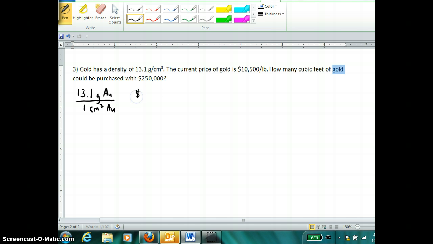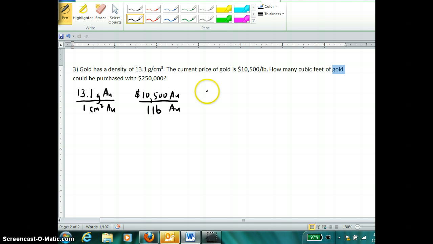The second piece of data we're given is a numerical price, a value of $10,500, and dollars are the units there, per 1 pound. Those are the units there, but of course the labels would both be gold because we're talking about the price of gold. And so, yes, once again, I have a number with a unit and a label, a number with a unit and a label.